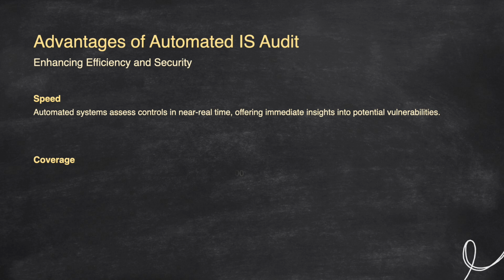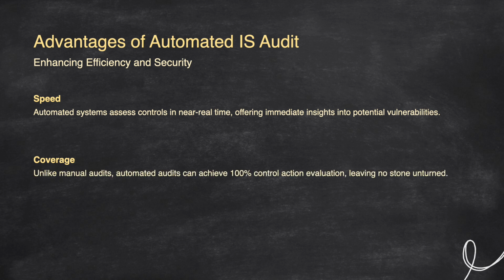Next, about the coverage. Friends, unlike manual audits, an automated audit can achieve 100% control evaluation, leaving no stone unturned. These automated systems meticulously review every aspect of control without missing a beat. Friends, this comprehensive coverage provides the organization with a complete picture of the security posture, allowing them to identify and address vulnerabilities with confidence. And with automated audits, there are no gaps or blind spots, ensuring that all potential risks are addressed proactively.